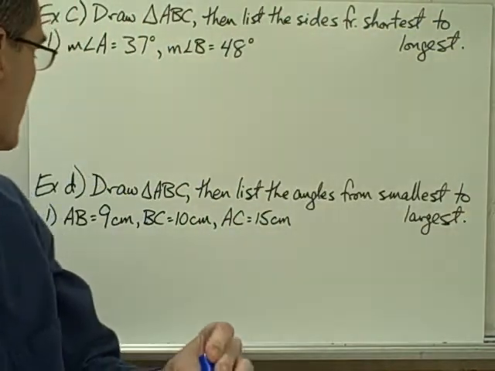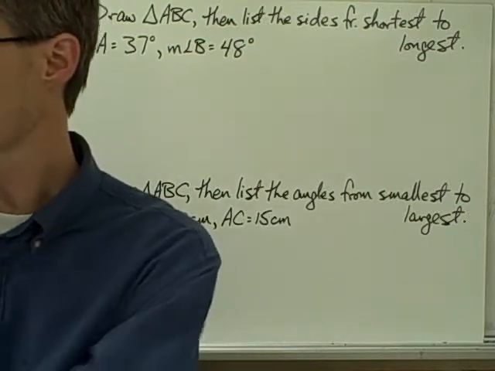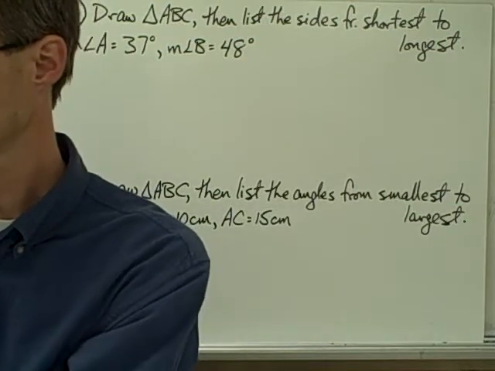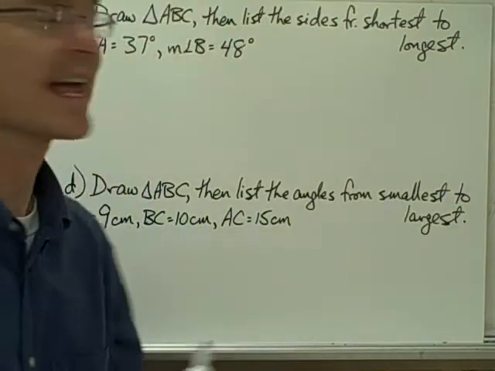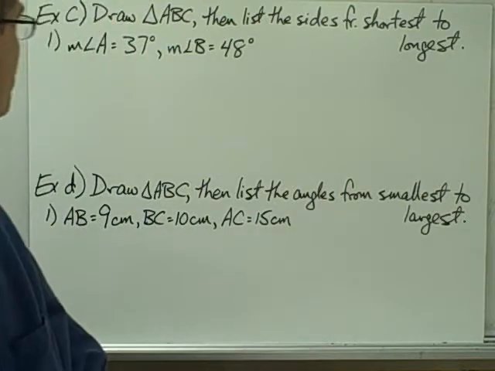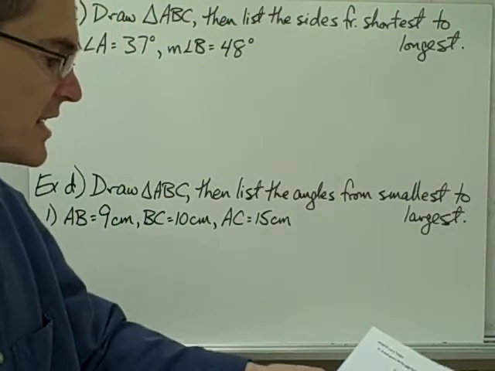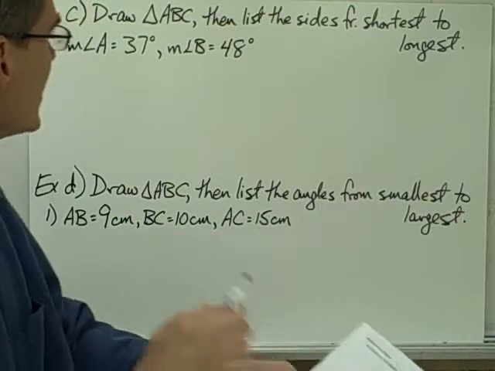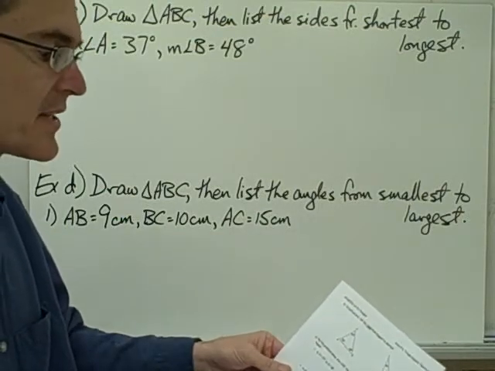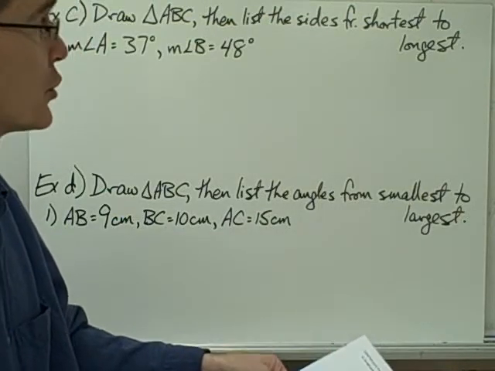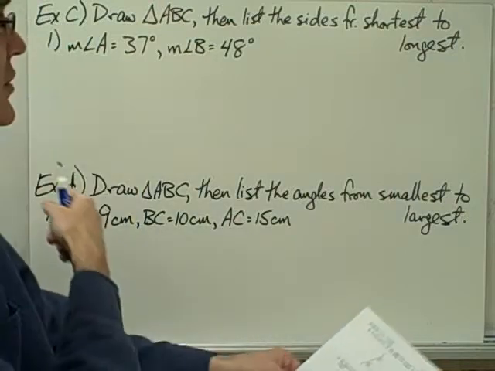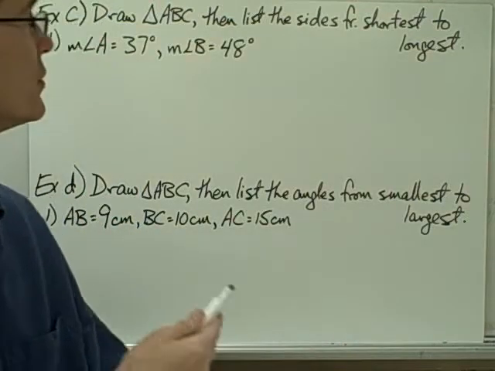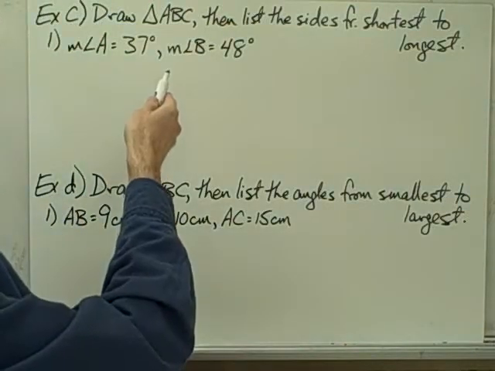Now, examples C and D also make use of this side angle relationship of triangles. Example C says, for the problems below, draw triangle ABC and then list the sides of triangle ABC from shortest to longest. So I'm just going to do the first example here, and I'm going to let you do the others. Draw triangle ABC.